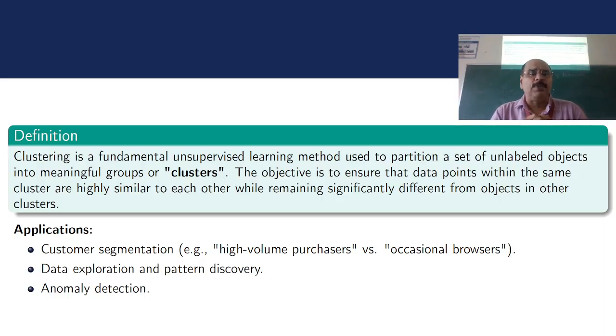So coming into the first type of unsupervised algorithm, we'll take up what is meant by clustering. Clustering is a fundamental unsupervised learning method used to partition a set of unlabeled objects into meaningful groups or clusters. The objective is to ensure that data points within the same cluster are highly similar to each other while remaining significantly different from objects in other clusters.